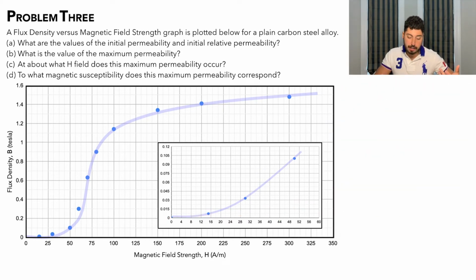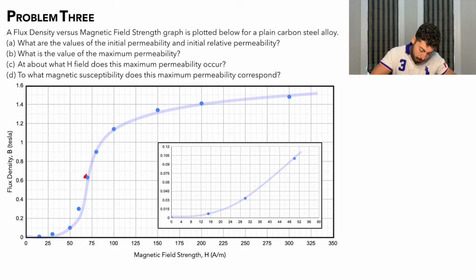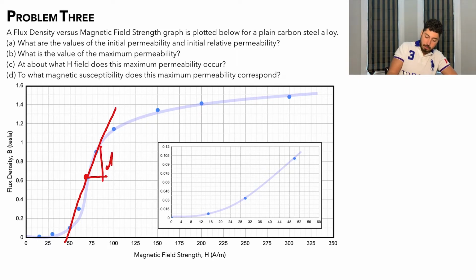Part B, what is the value of the maximum permeability? So the way we're going to get our maximum permeability is we're going to take the tangent to the point on this curve that yields the greatest slope. So we're going to need to take a point within this region that's going to give us the greatest slope. So let's just take this point right here, for instance, and draw the slope to that point. And we can say that that slope is going to be our maximum permeability.